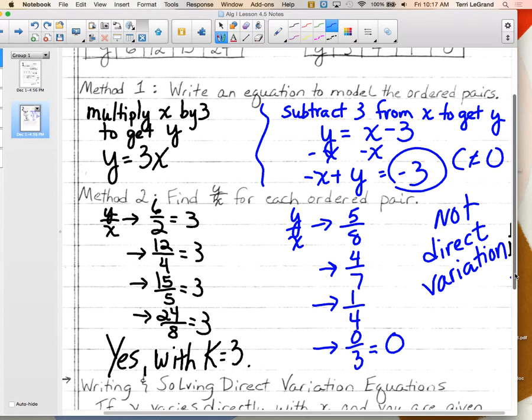So anybody have questions about being able to determine if a set of ordered pairs that may be linear, whether that linear relationship is direct variation or not?